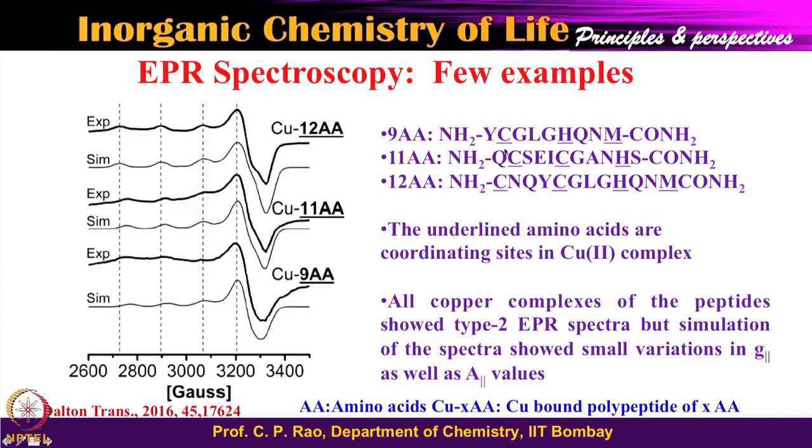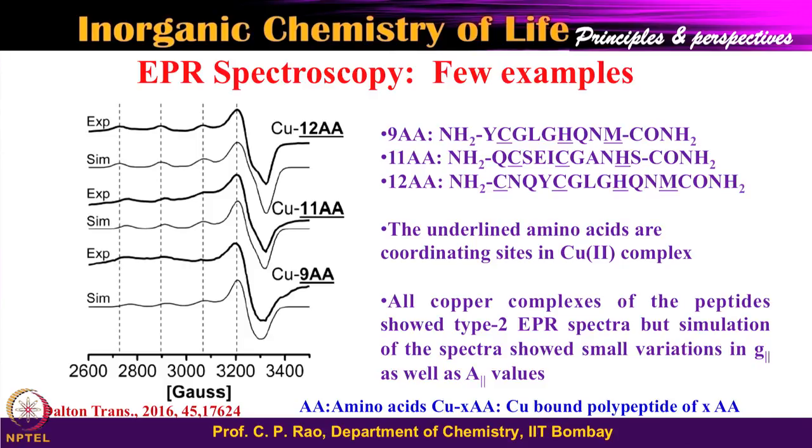What is binding in the 9 is a cysteine, a histidine, and a methionine. In case of 11, a cysteine, a histidine, another cysteine and a histidine, and in the 12, a cysteine, a histidine, and a methionine. Okay. So, all of these are bound to the copper center. Of course, copper in all these things is copper 2 plus. No point in looking at copper 1 plus.